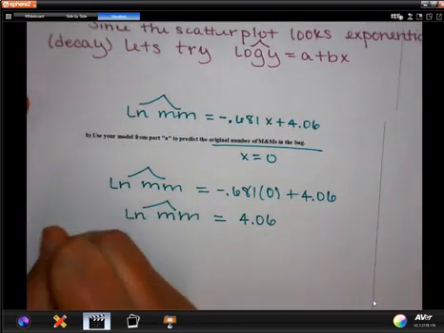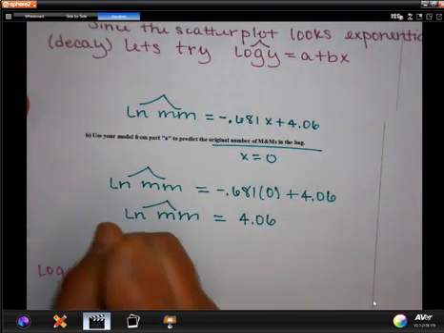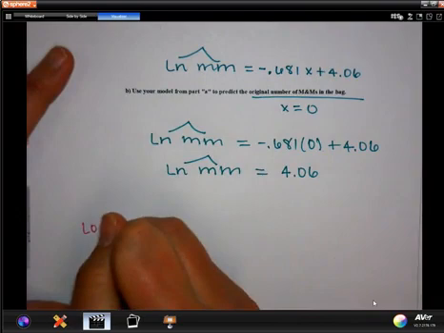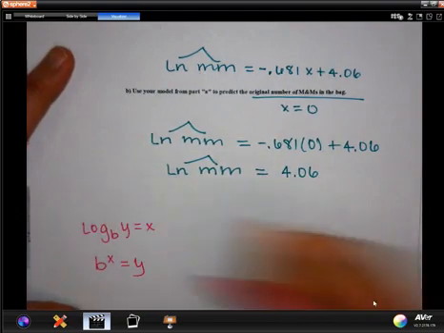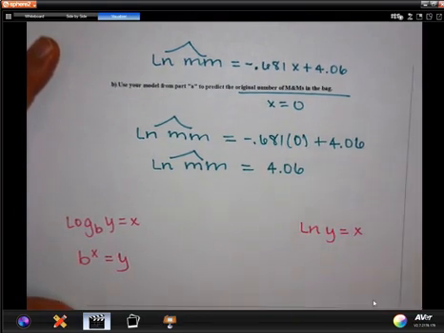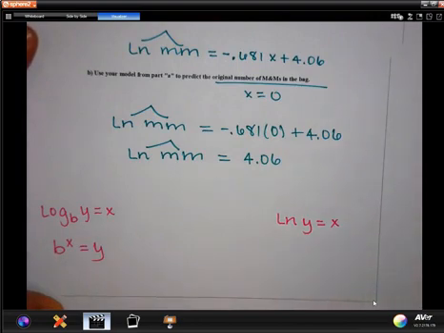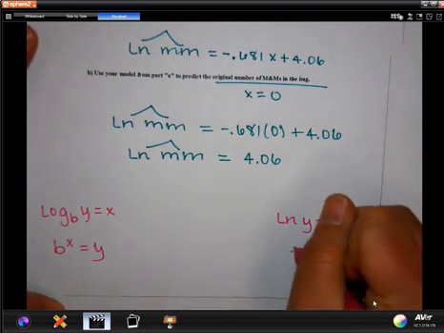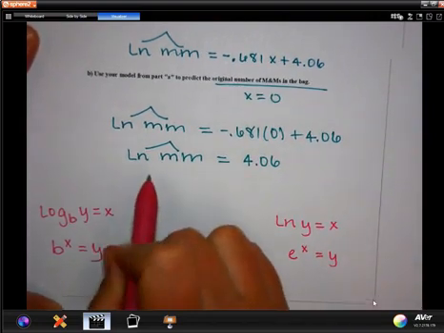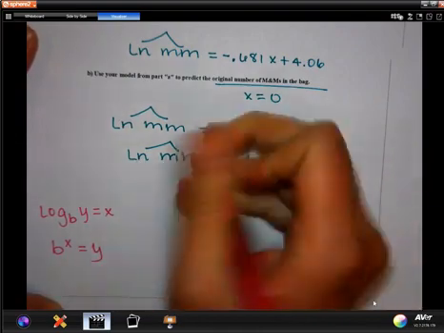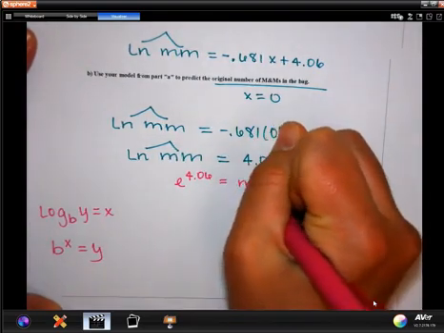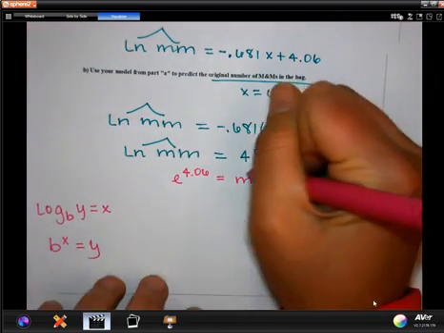Now, yesterday we talked about how we can take something that's in logarithmic form and convert it to exponential form. The same holds true for natural logs. Natural logs, for those of you that aren't familiar, are in base e, so it converts to e to the x equals y. So when I rearrange this, I'm going to get e to the 4.06 equals M&Ms, because the natural log is gone away.